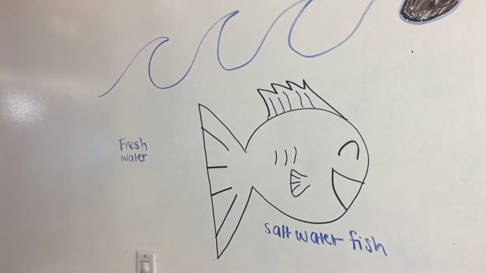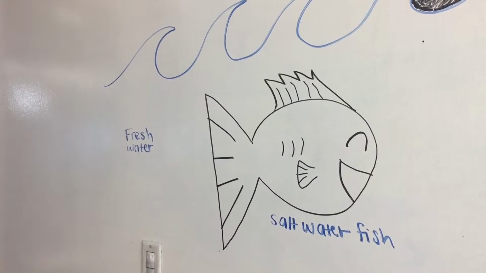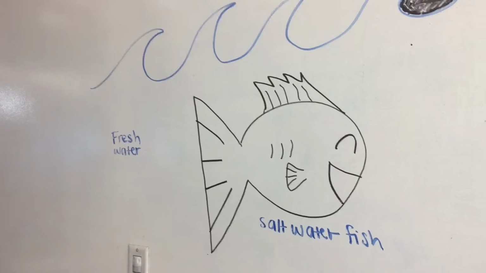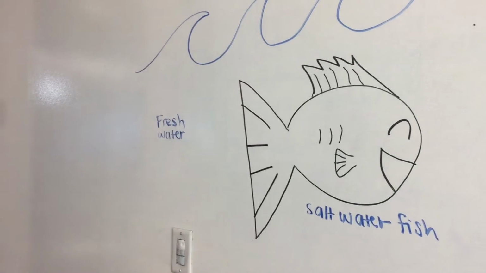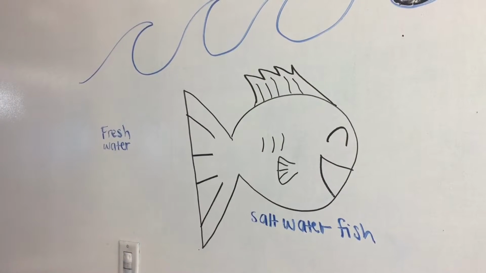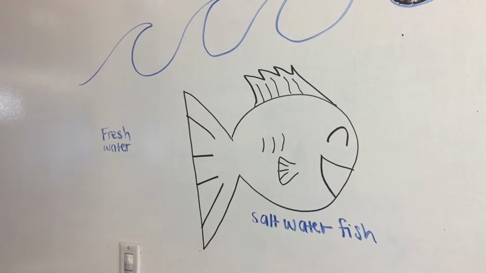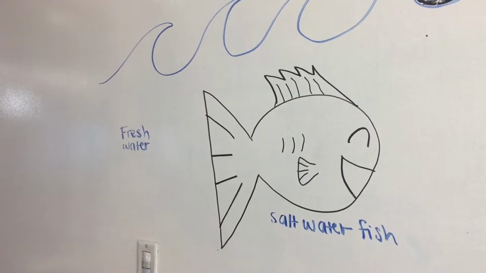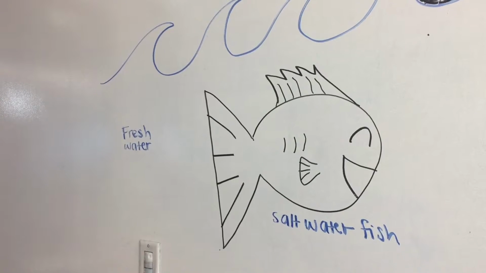So now we're going to use 3 real-life examples of each solution. So here we have a saltwater fish in fresh water, and fresh water is a hypotonic solution for saltwater fish. Hypotonic solutions have a concentration of solute, in this case salt, which is lower than the concentration of salt inside of the cells of the fish.